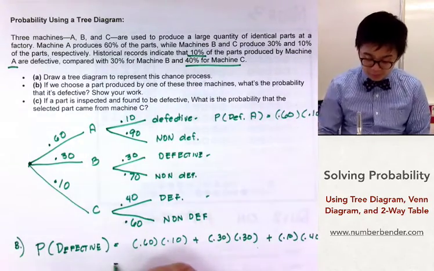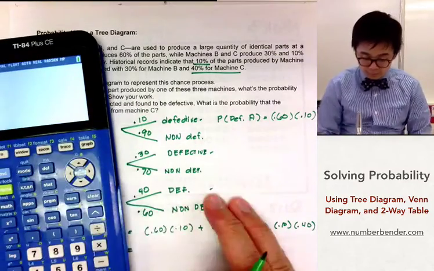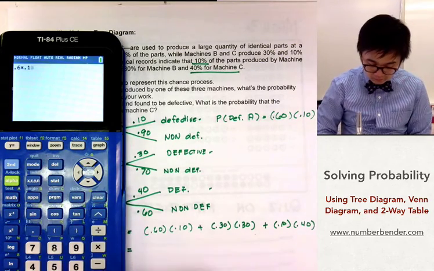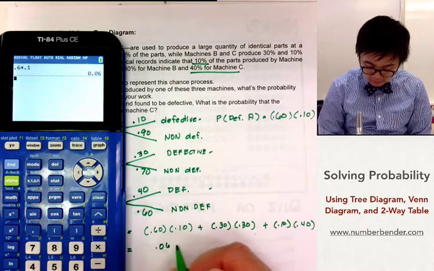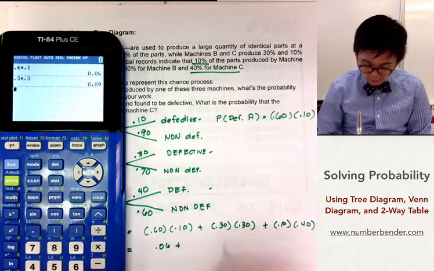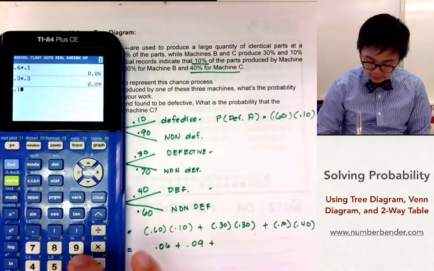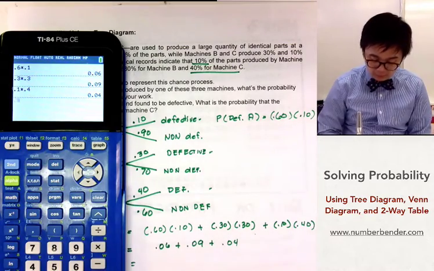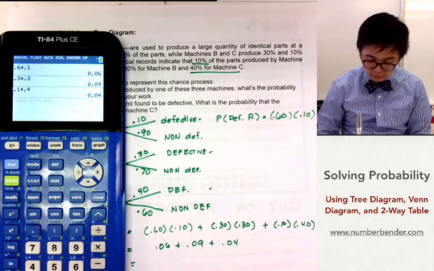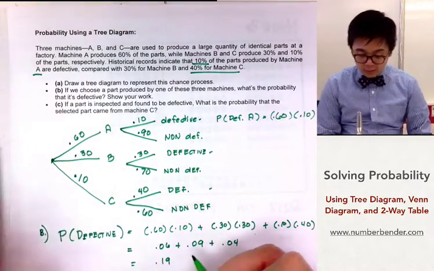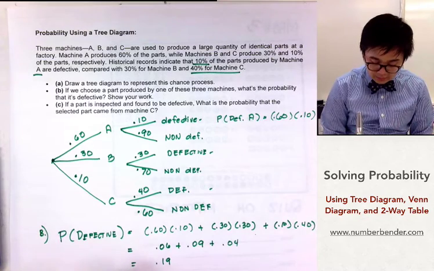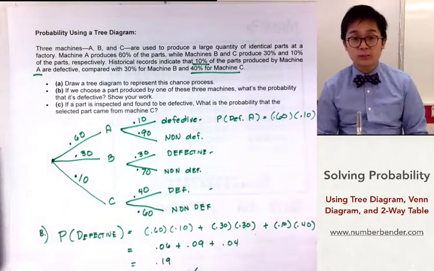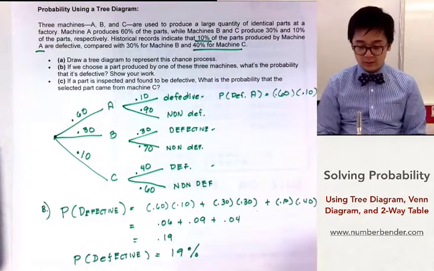So this is how we get the probability using the information that we have. Using our calculator, 0.6 times 0.10 is 0.06. 0.3 times 0.3 is 0.09, and 0.10 times 0.4 is 0.04. Add them: 0.06 plus 0.09 plus 0.04 is 0.19. So the probability that the part we get is defective is about 19%, or about 20%, based on the information given to us.